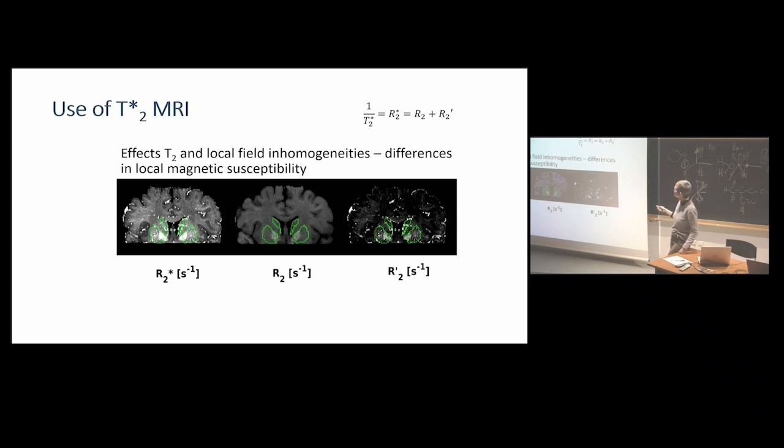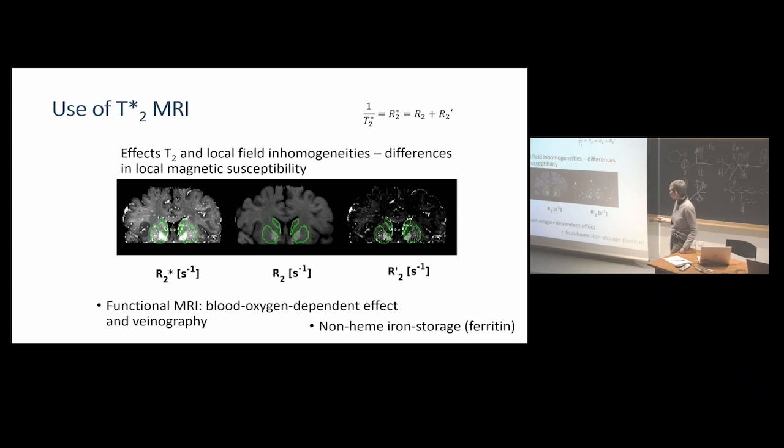And if we just subtract them from the other, we can actually see the local magnetic field deviations. And you have a lot where you have big vessels, so a lot of blood, but you also have a lot in some parts of the brain where you have a lot of iron. So this is a good way of mapping iron. But you can do more with it. You can do functional MRI. This is typically the effect you would also use when you do functional MRI. And you can also detect storages of iron in the brain with this technique.